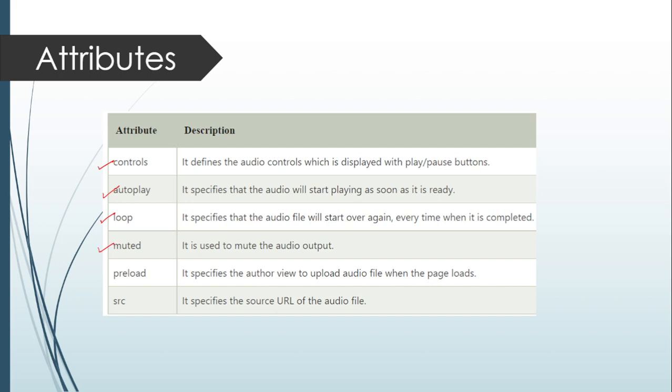Next attribute is muted. It is used to mute the audio output. Next is preload. It specifies whether the author wants to load the audio file when the page loads. And the next attribute, the last attribute we have, is SRC. SRC means source, as we have used source in the image tag and the a tag. It specifies the source URL of the audio file. All these attributes are very, very important. We will discuss everything practically, and from an examination point of view, these attributes are important.